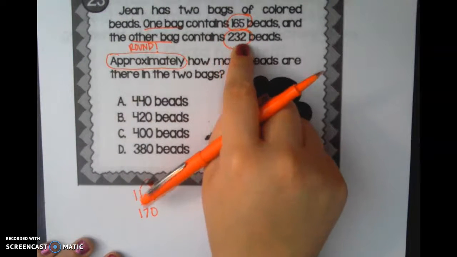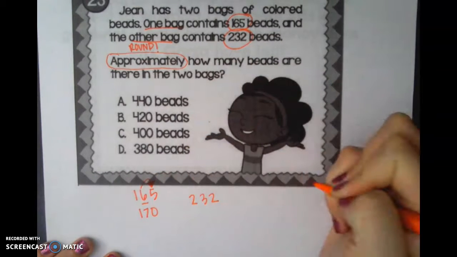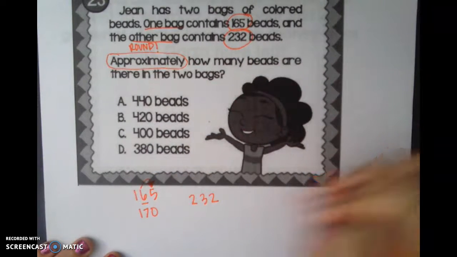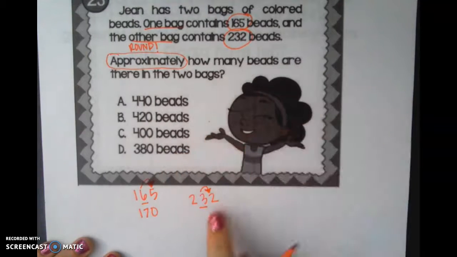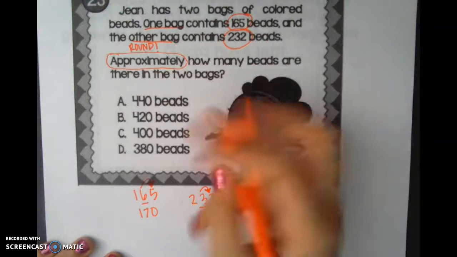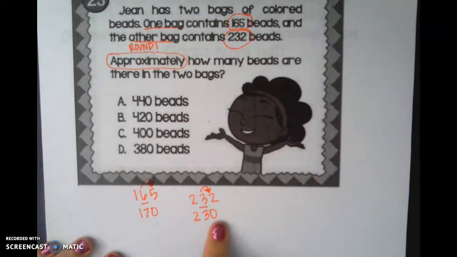232, and remember, we're rounding to the nearest 10. I'm going to underline my 10s place, put an arrow to my 1s place because that's going to help me. 4 or less, let it rest. 5 or more, up the score. This is a 4 or less, so my 3 doesn't have to do anything. It gets to be lazy and it stays the same. Everything else after the 3 becomes a 0, and then I bring down my 200.